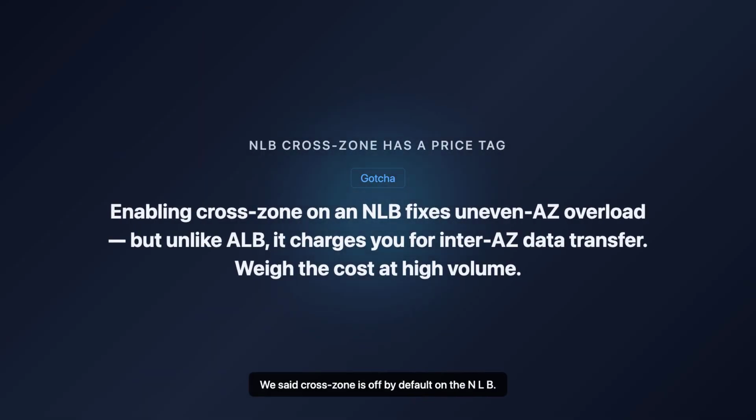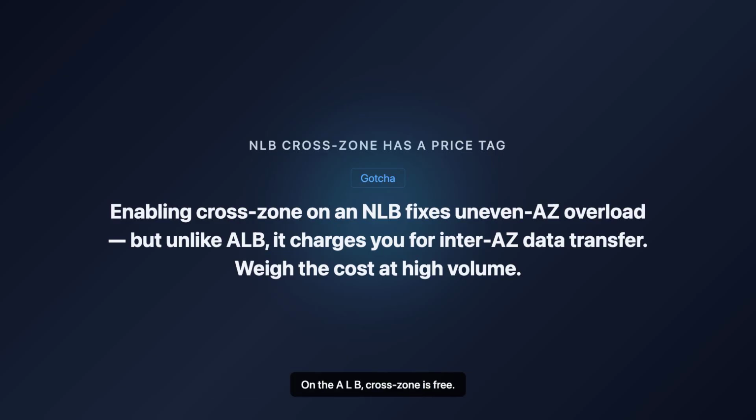One cost detail that catches people. We said cross-zone is off by default on the NLB. You can turn it on to fix uneven zone overload. Sometimes you should. But here's the catch the application load balancer doesn't have. Enabling cross-zone on a network load balancer bills you for inter-zone data transfer, since traffic now crosses zone boundaries.